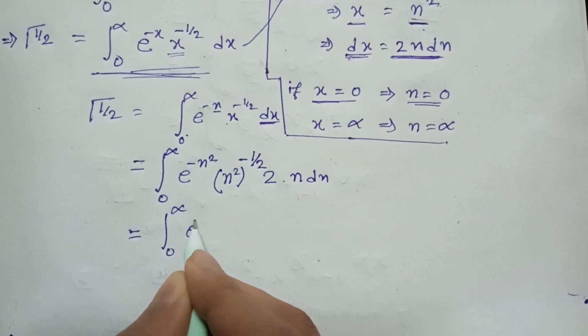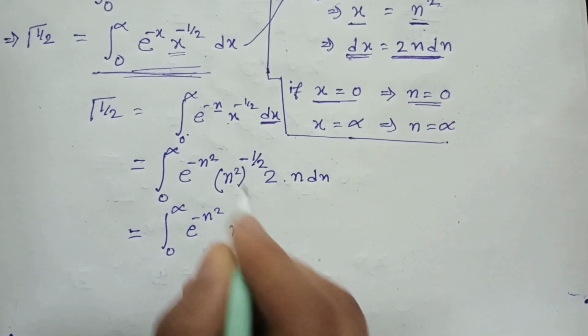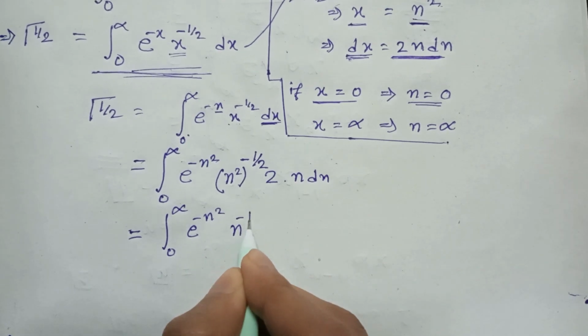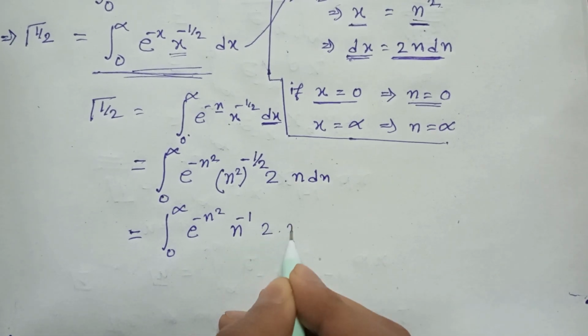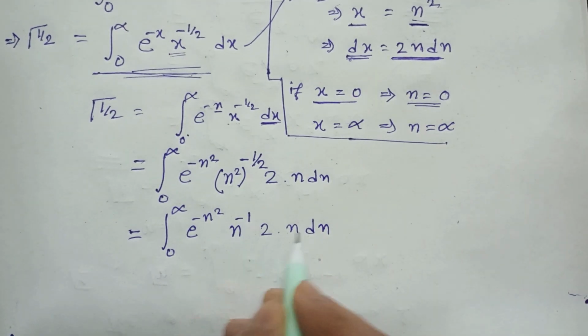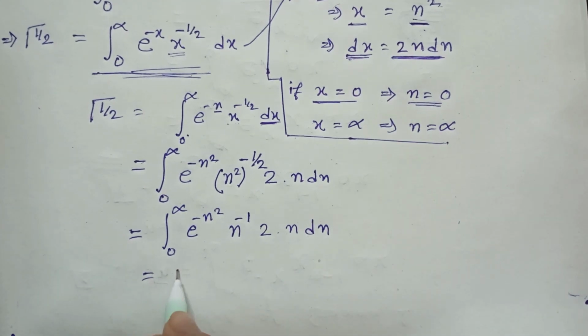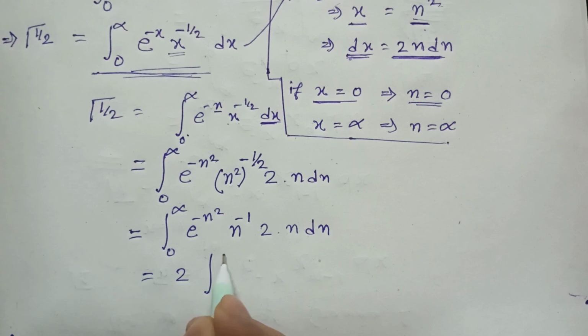So we have e to the power minus n square, and after calculating this becomes n to the power minus 1, 2 into n into dn. Here it is n to the power minus 1, and here it is n, so that will cancel out, and we are left with the integral from 0 to infinity.